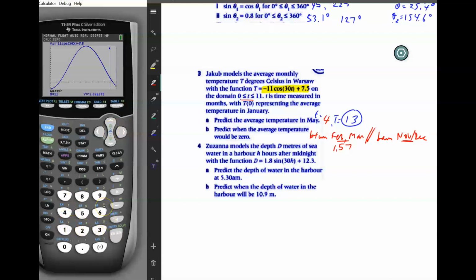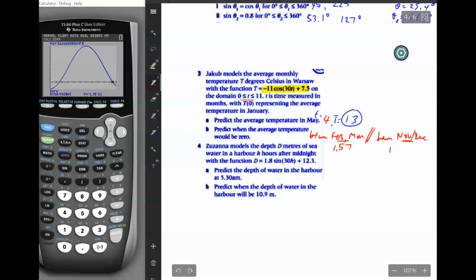And see what we get. It's... and then the guess. Just hit enter. 10.43. Okay? So it's either halfway between November and December, or maybe it's like the middle of November, depending on what the meaning of 0 is, which we don't know. Okay? All right. Number 4.